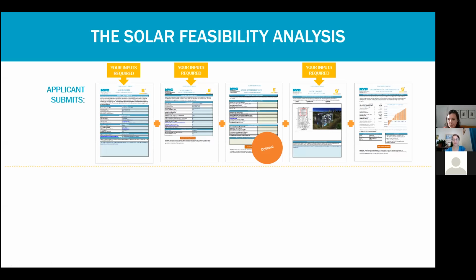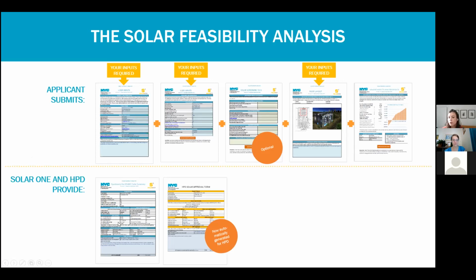So first, the applicant, which is usually the building owner or energy consultant, is required to submit the analysis. So there's 3 input pages, and there's one optional input page we'll talk about later, and then a results page, which gets automatically generated. And once you submit it, Solar One does a review, and then HPD issues a solar approval form. And for those of you who've done this before, previously, you might know that you had to submit a solar approval form with your analysis. Now that form gets automatically generated. So all you have to worry about is the solar feasibility analysis, and HPD will provide the necessary forms.